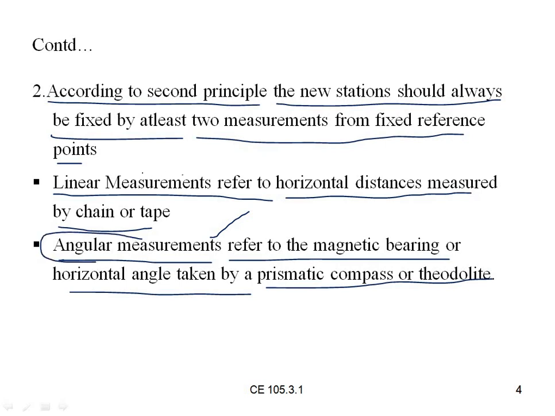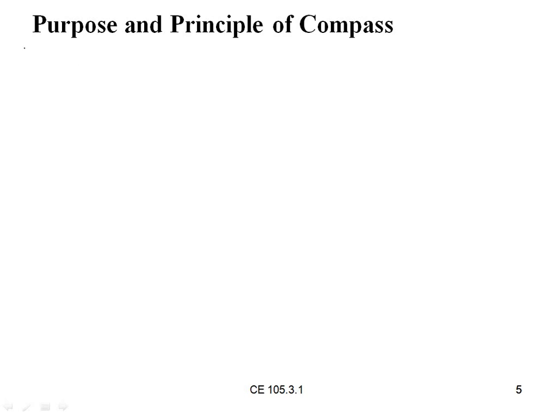Up to now we have done linear measurements in the chain survey, that is taking horizontal distances with the help of chain or tape, cross staff, perpendicular offsets, etc. Now we are going to take the angular measurements. That is for the second principle. So now let us see the purpose and principle of the compass, and the compass definition also.